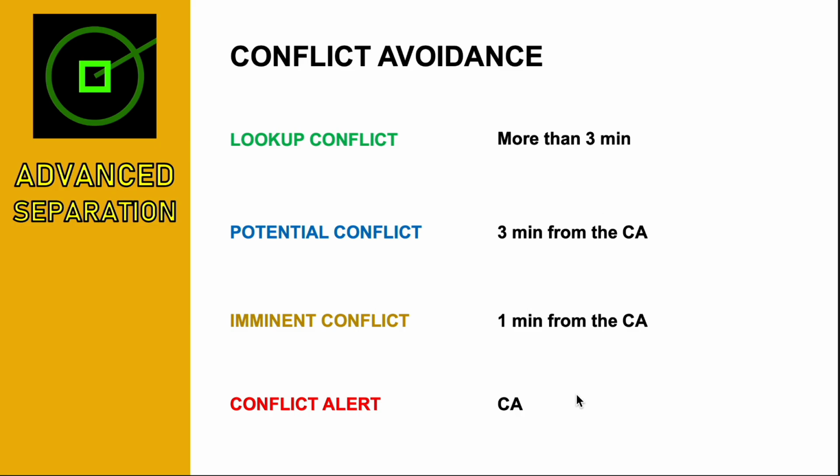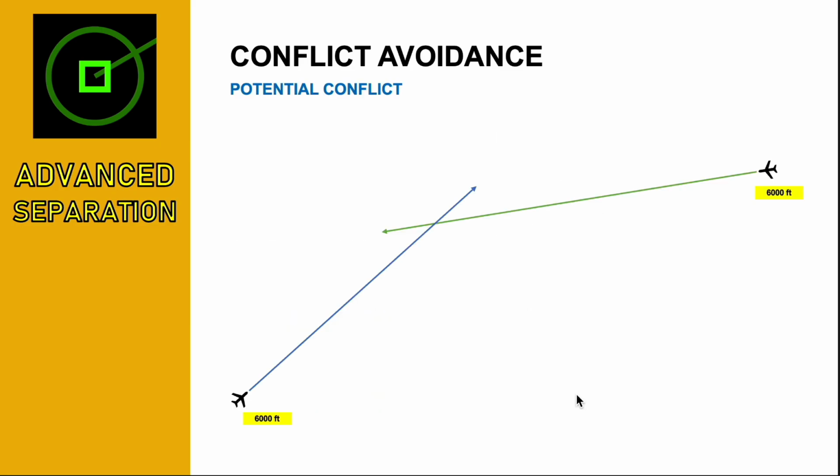So how do you deal with potential conflicts? In this situation, you have two traffics that are going to cross each other at the same altitude, 6,000 and 6,000. Because it's a potential conflict, that means that between 1 minute and 3 minutes, you're going to have the conflict. So this is a dangerous situation.